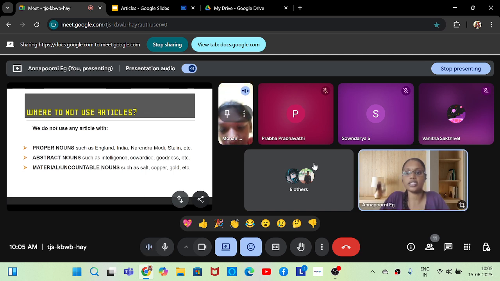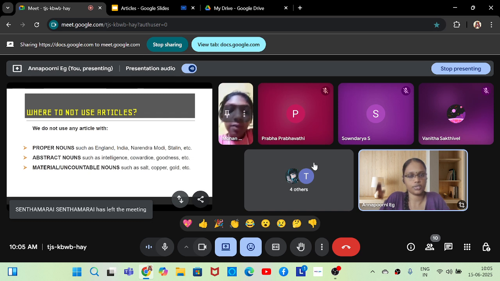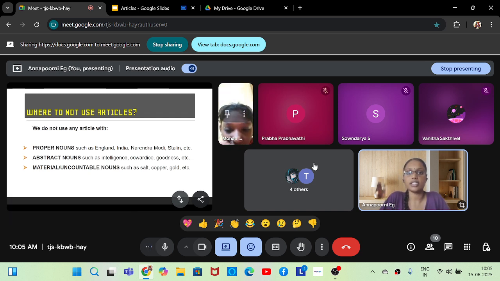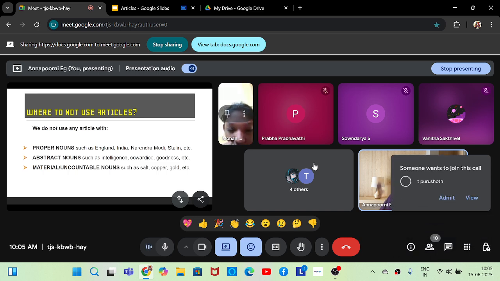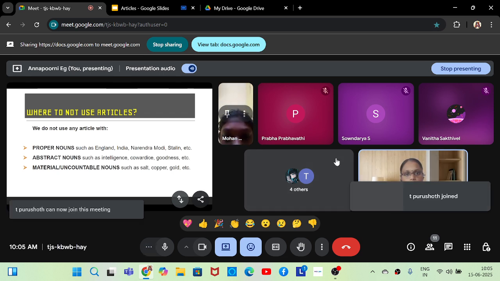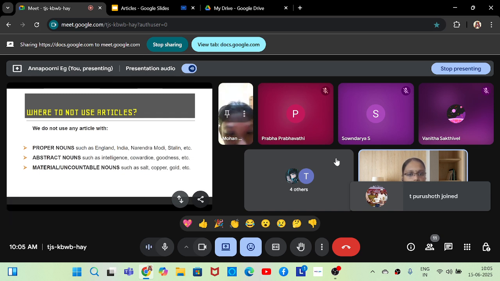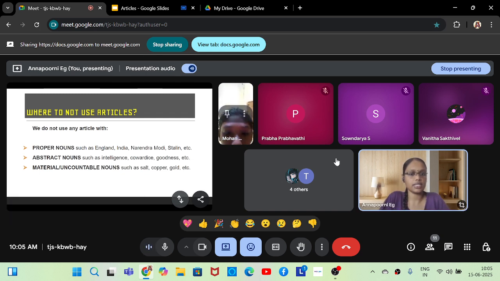The first one is proper nouns. The second one is abstract nouns. And the third one is material or uncountable nouns. Actually, proper nouns are words that specify the name of a person or a place or a particular brand or maybe the name of any particular institution. So this is called a proper noun. For example, all your names are proper nouns. For example, Akshaya, Prabha, Saundarya, Vanita, Annapurni, all these are proper nouns.